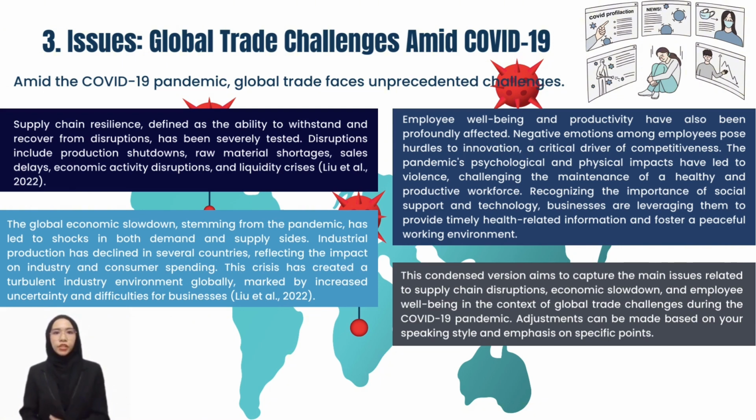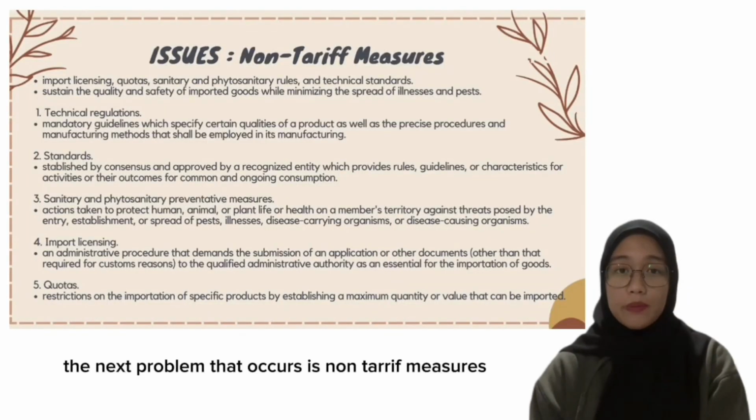This content aims to capture the main issues related to supply chain disruption and economic slowdown, and also employee well-being in the context of global trade challenges during the COVID-19 pandemic. The next problem that occurs is non-tariff measures.